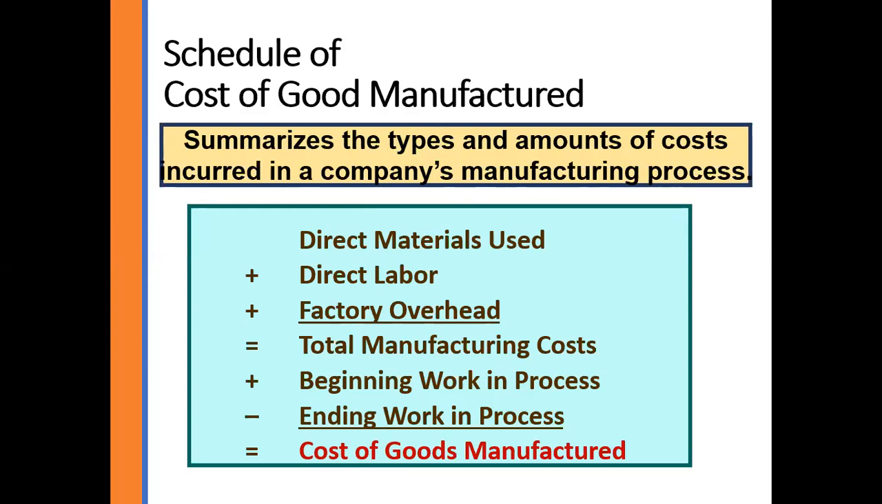So what we had already in the factory, work in process at the beginning of the period, that gives us the total cost of work in process. And then we subtract ending work in process, so what we did not finish, what is still being worked on in the factory. That gives us cost of goods manufactured. And we will get practice preparing a cost of goods manufactured schedule together.